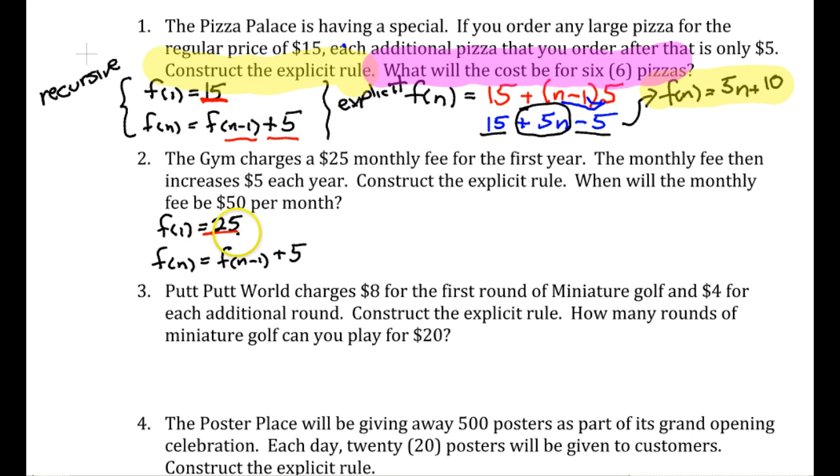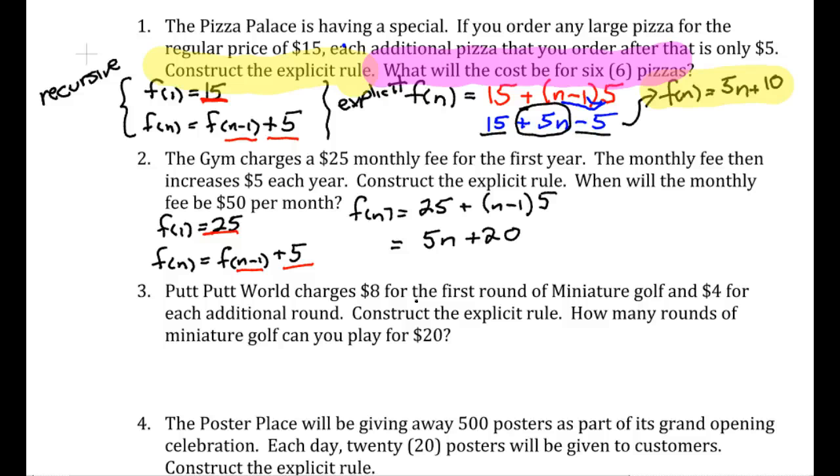So your explicit rule should be f of n is 25 plus n minus 1 times 5. And then once that's simplified, you should have 5n plus 20. Okay. How many got that? We're in good shape? Okay, good.